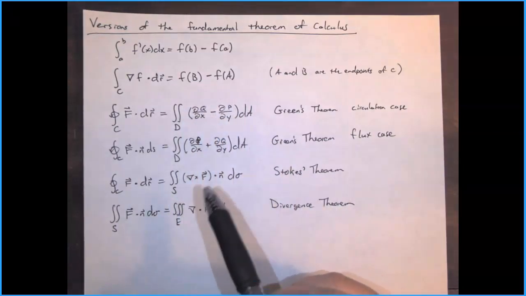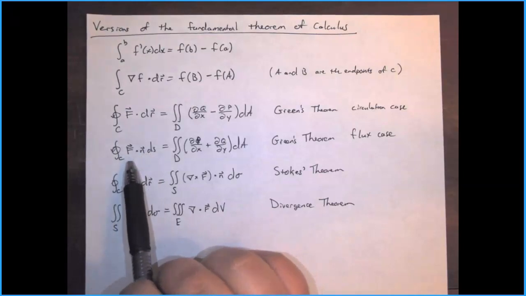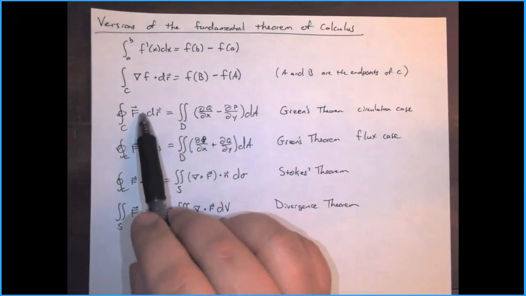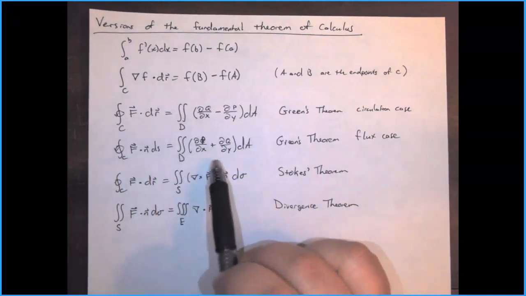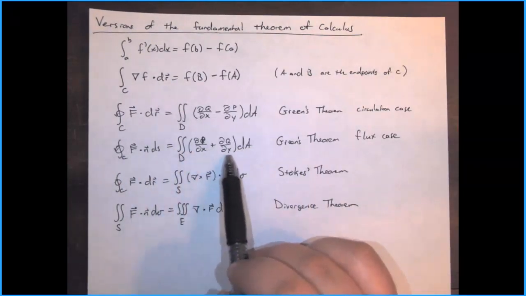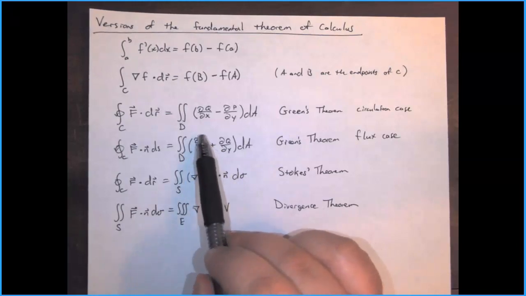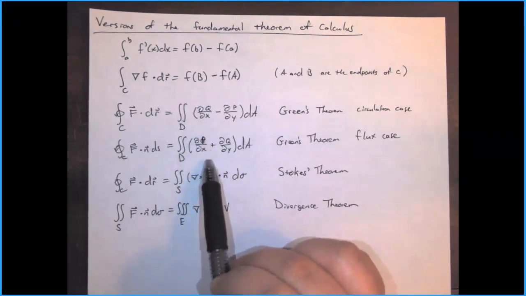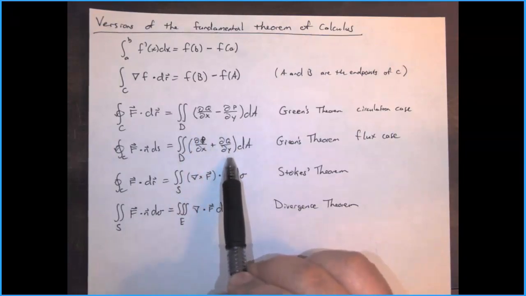We had the flux case for Green's theorem that said the flux integral of a vector field over a simple closed curve, and both of these require positive orientation or counterclockwise orientation. In this case, the flux integral is equal to the integral of the divergence over the region enclosed by the curve. So the partial derivative of the first component with respect to x plus the partial derivative of the second component with respect to y.